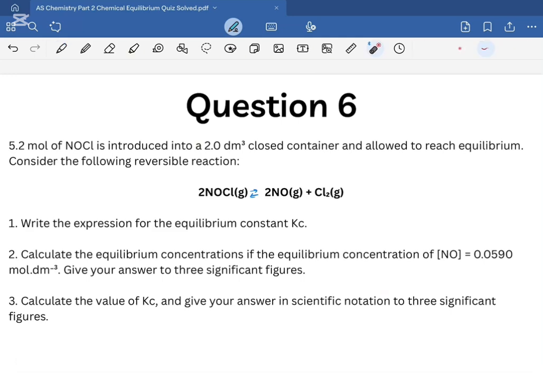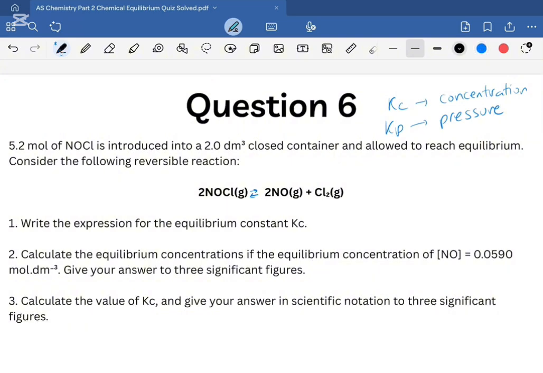Now question 6: 5.2 mole of NaOCl is introduced in a 2-liter closed container and allowed to reach equilibrium. They said consider the following reversible reaction, and we need to write the expression for the equilibrium constant Kc. Now for Kc, we're going to use concentration, and for Kp, we're going to use pressure.